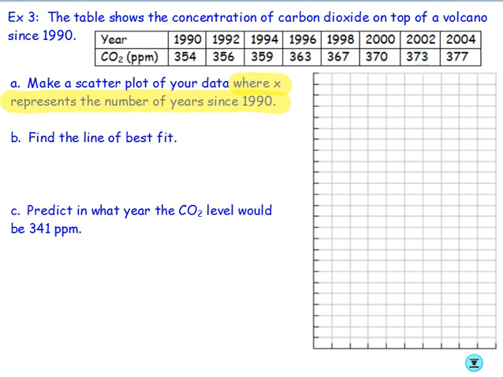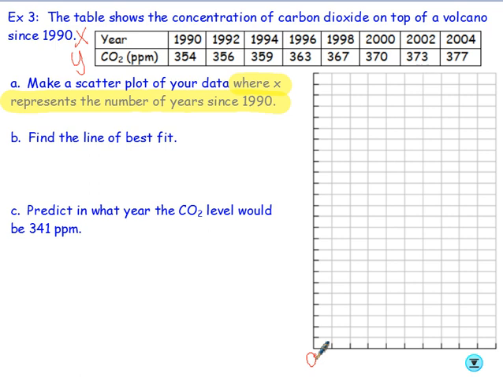So our years go on the bottom, that's our X's. CO2 is our Y's. So our first year is 1990, and our last year is 2004. Now, here is a smart thing about this problem. If you look at the years, they all go up by 2's. If that's the case, then we're going to count by 2's. 1990 is 0 years from 1990. So 0 is my first number.